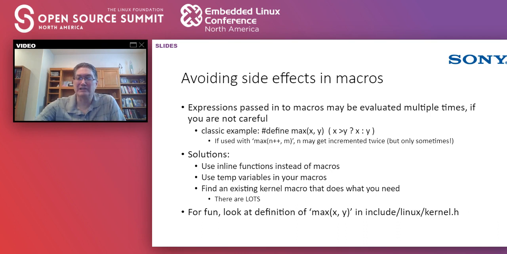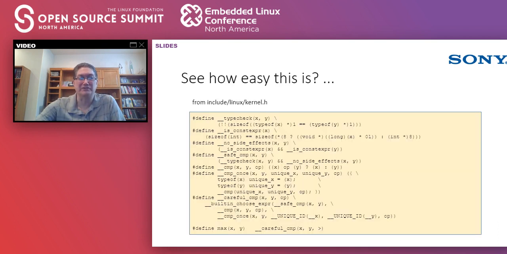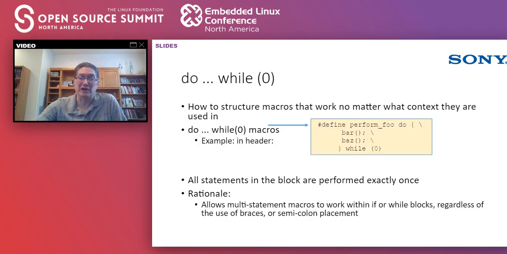Here, just for fun, look at how easy it is to declare a side-effect-free macro. This is the definition for max in the Linux kernel. So what looks like a very, very simple operation, if you're actually going to do type checking and reduce side effects, this is what it looks like. So avoid macros if you can. If you're going to do it, it's got to be at least this level of complexity to handle all the weird cases.